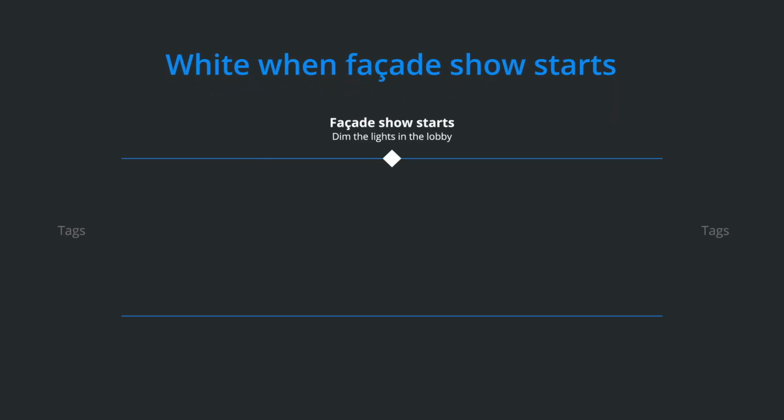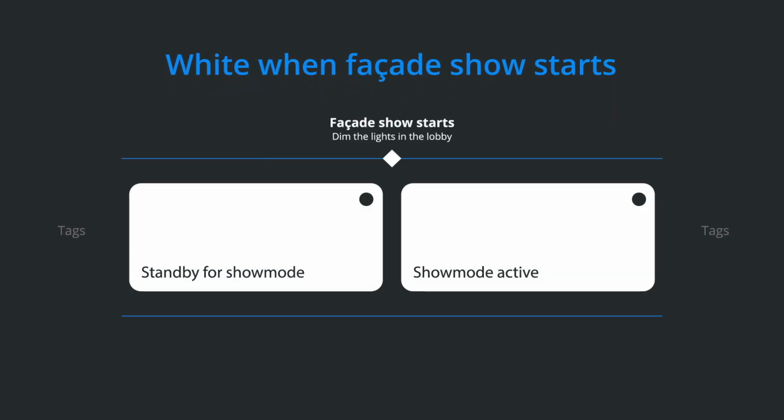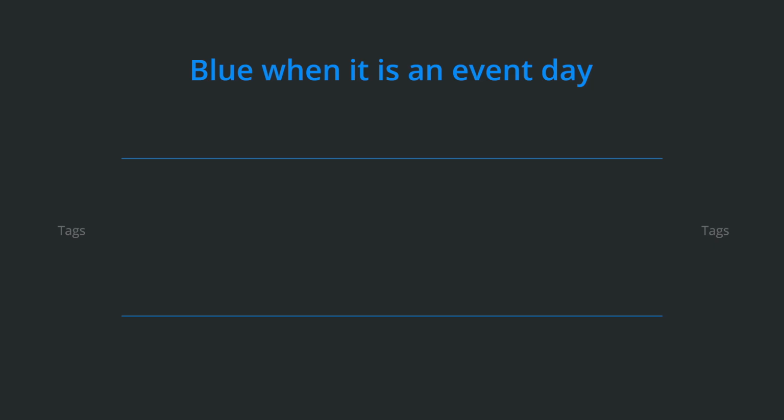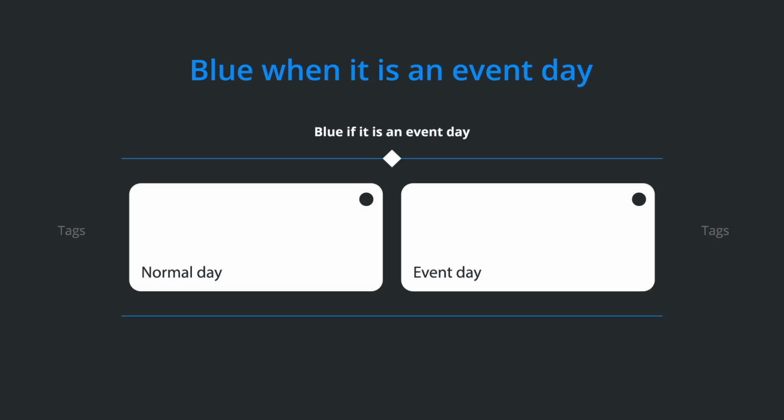For a project where the lobby should be dimmed when a light show starts on the facade, use a custom tag set describing a show mode with tags for active and standby. For a project where the lights should be blue on event days, create a custom tag set that describes if it's a normal day or an event day.